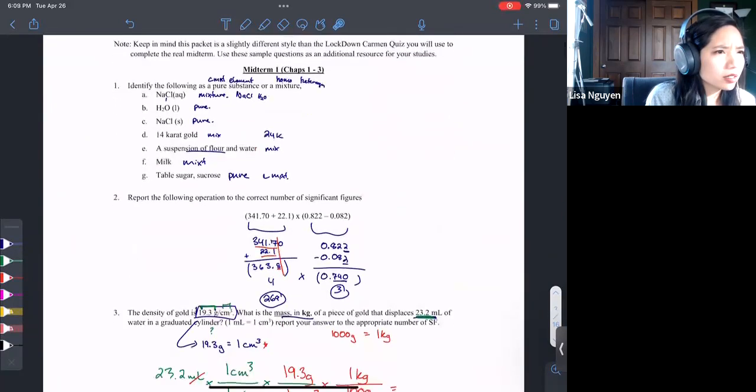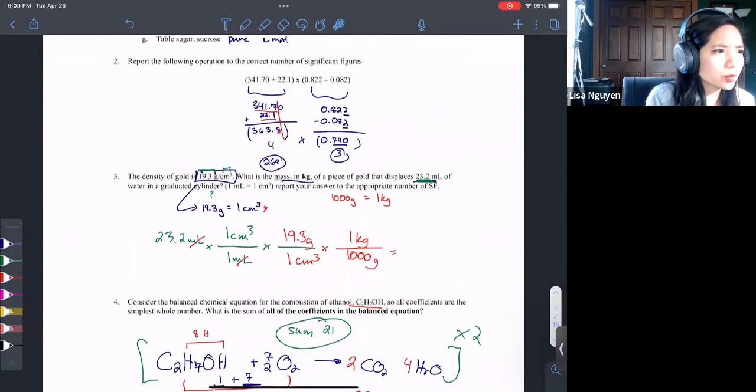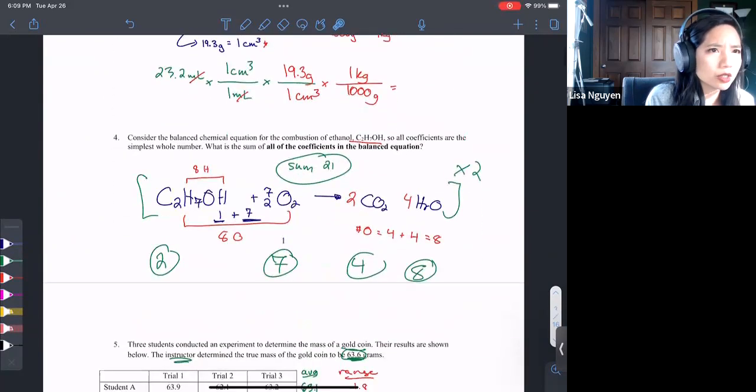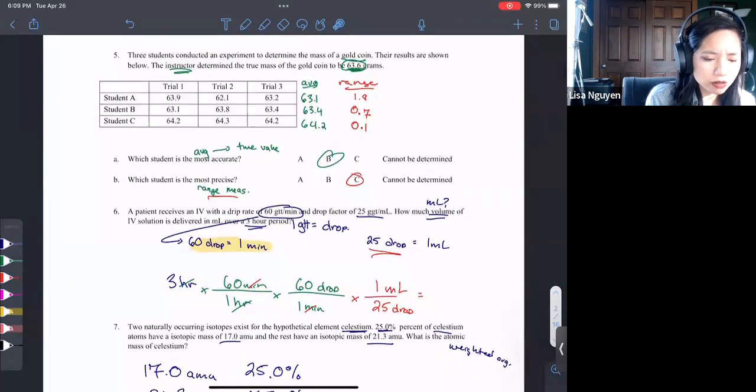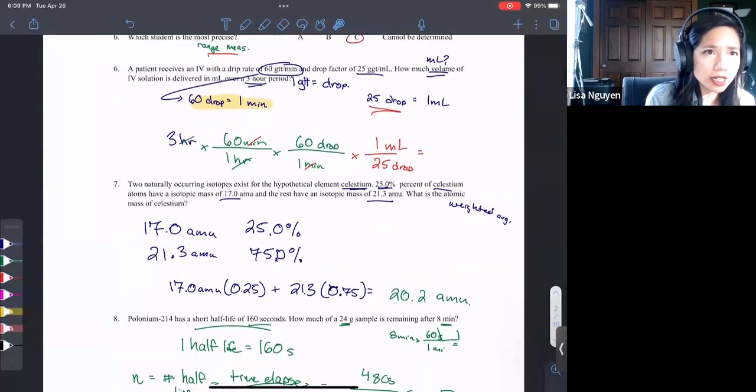Did we do this part? Did we do these ones? Density of gold, did we do that one? Yes, okay, good. All right, we did these ones, drip rates. Wait, did we do drip rates in class? Yeah, we did. Okay, all right, so we did those ones in class.